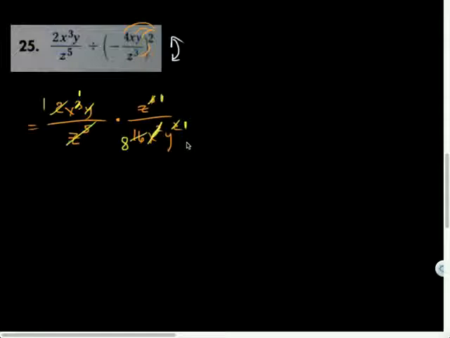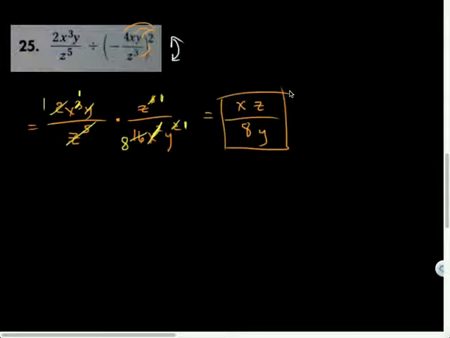So now we can just multiply across and see what we get. Up top my coefficient 1 times 1 is 1. I've got an x to the 1st, z to the 1st hanging out, so x z over, down on bottom, I've got 8 and y. So I believe that should be our answer.